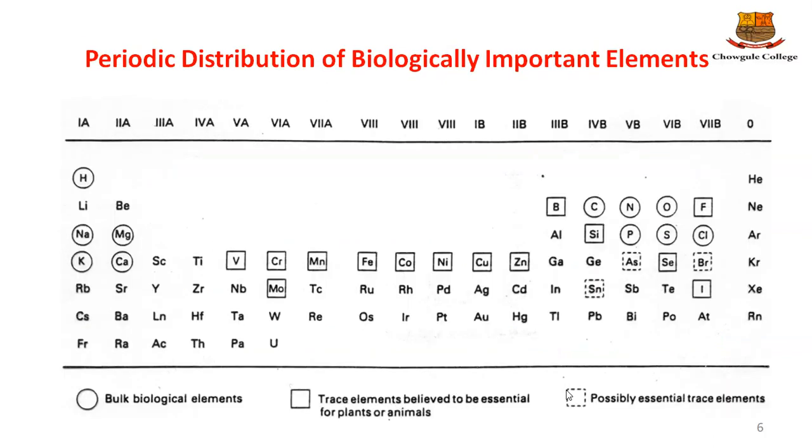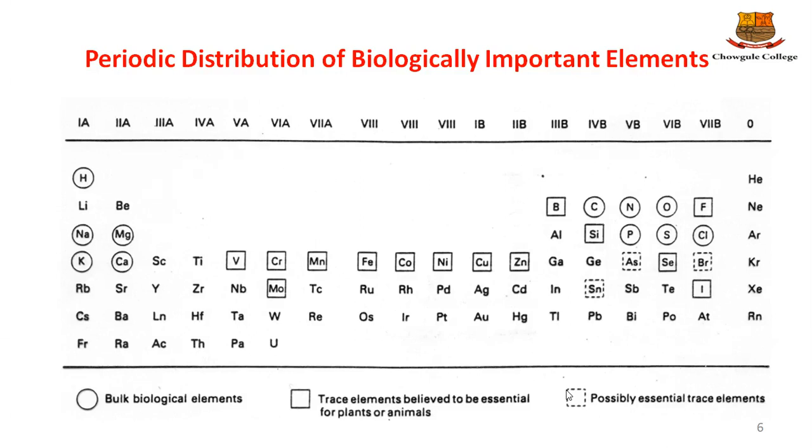If we look at the distribution of the elements as they occur in biology, we find that some of the elements are required in bulk amounts, like I've already mentioned, and some of them are required in smaller quantities or in trace amounts. Nevertheless, they are also very important or essential for the proper functioning. You see that the elements that are circled are the bulk biological elements, for example, sodium, potassium, magnesium, calcium. We know that they play a major role in biology.